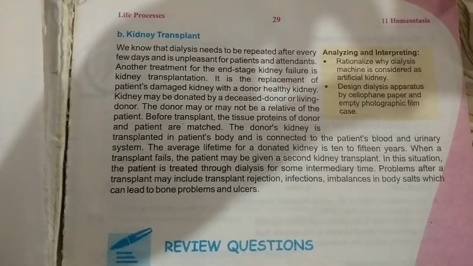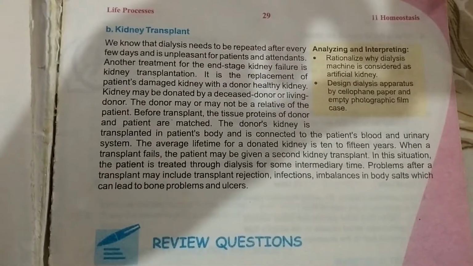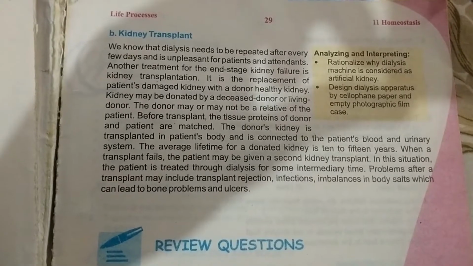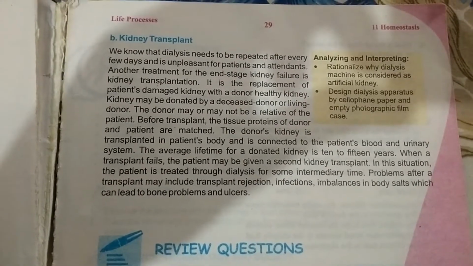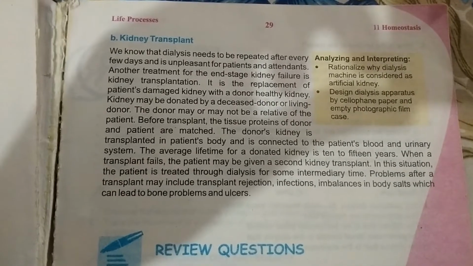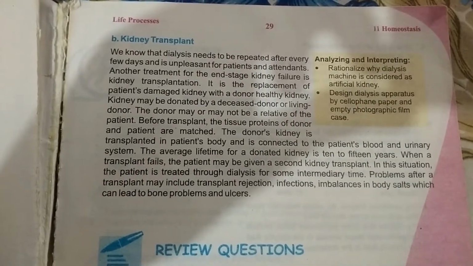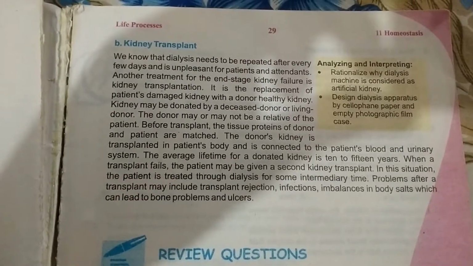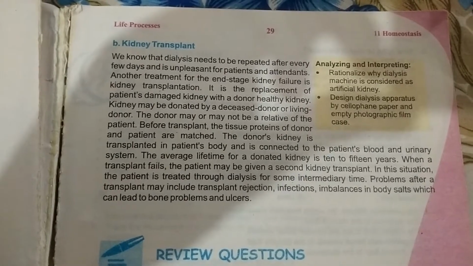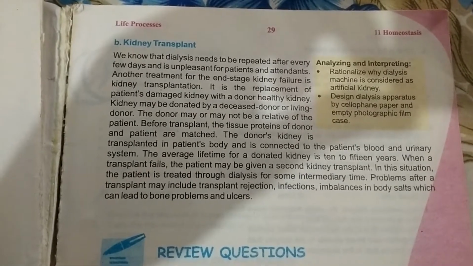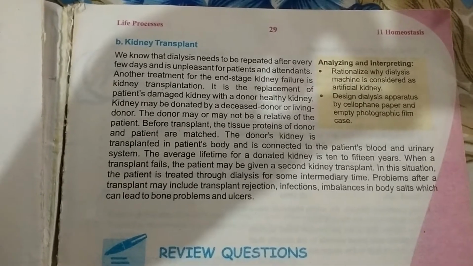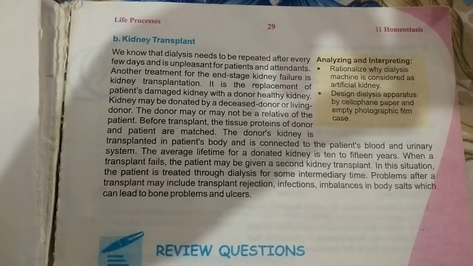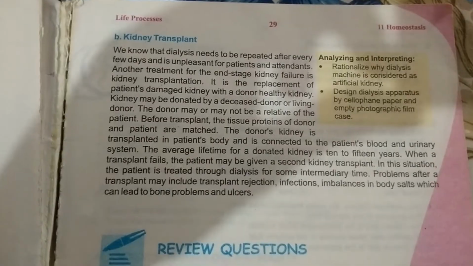Before transplant, the tissue or protein of the donor and patient are matched. The donor's kidney is transplanted into the patient's body and is connected to the patient's blood vessels and urinary system. The average lifetime for a donated kidney is 10 to 15 years. When a transplant fails, the patient may be given a second kidney transplant. In this situation, the patient is treated through dialysis for some intermediate time. Problems after kidney transplant may include transplant rejection, infection, and imbalances in body salt, which can lead to bone problems and ulcers.